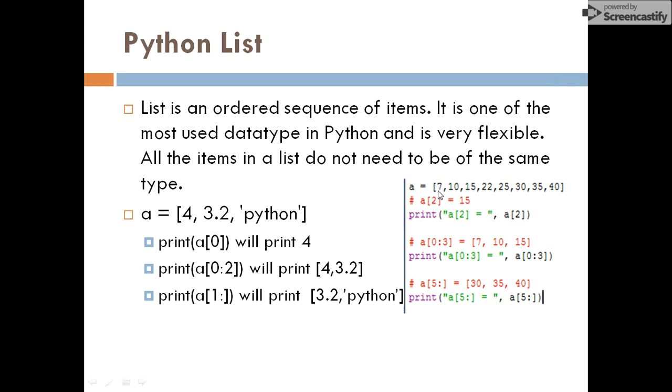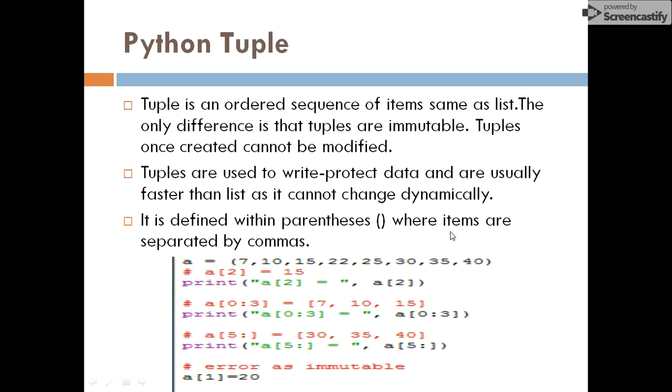So a0 will represent 7, a1 will represent 10, and so on. Okay, if we are talking about Python tuple, that is another type. Tuple is similar to list, we can say. It is an ordered sequence of items, as we have discussed with list. The only difference is that tuples are immutable. That means you cannot change or modify them.